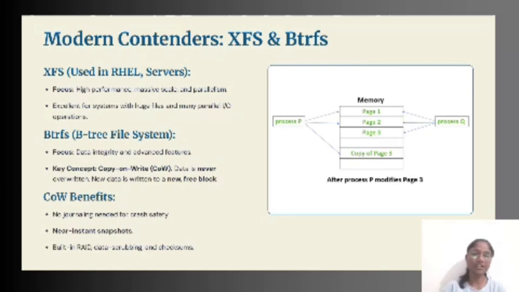Here's how it works. When you change a file, BTRFS doesn't overwrite the old data. Instead, it writes the new data to a new block. Only after it's safely written does it update pointers to the new location.